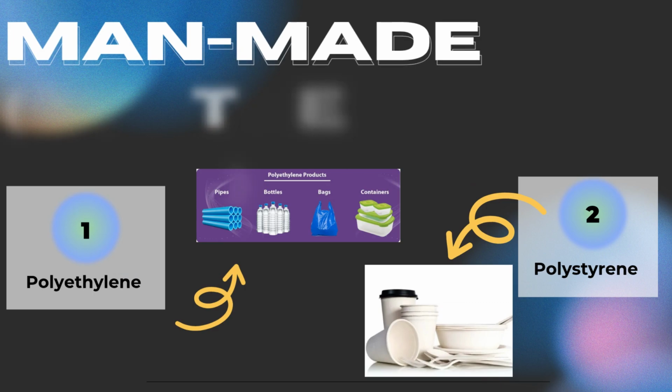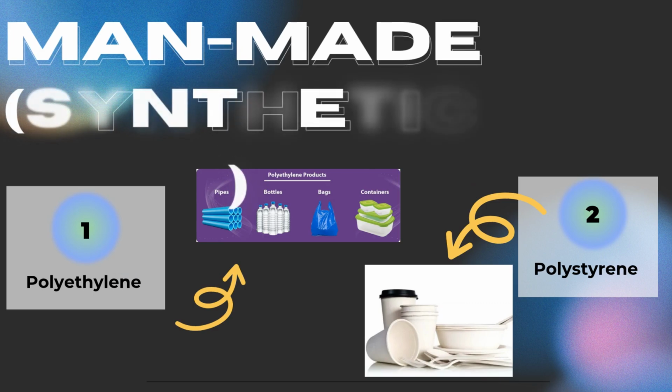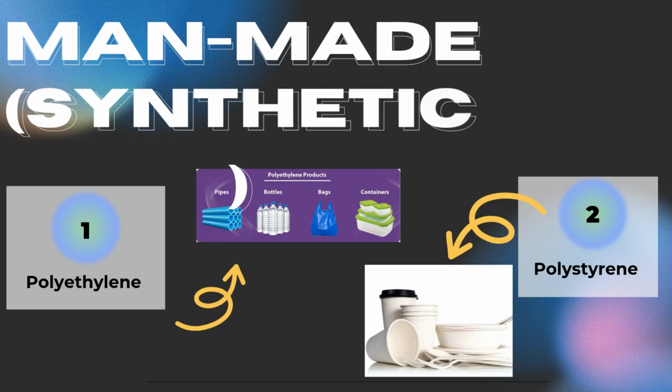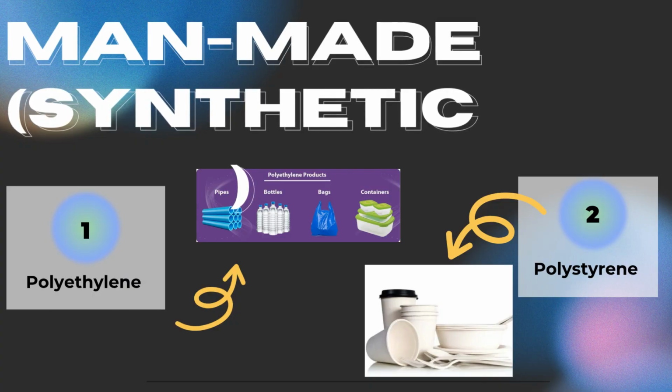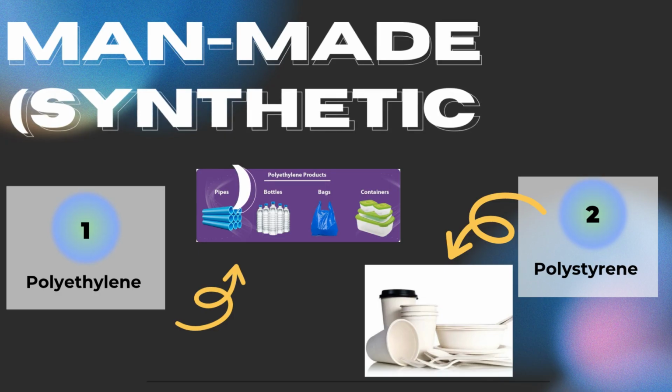Now let's talk about synthetic polymers, which are quite different from the natural ones because synthetic polymers are engineered in laboratories. They are created through chemical processes that allow scientists to design materials with specific properties such as high strength, flexibility, or resistance to heat, water, and chemicals.